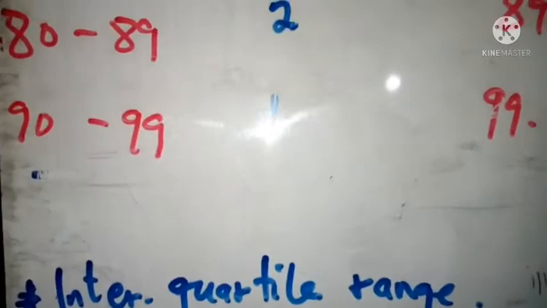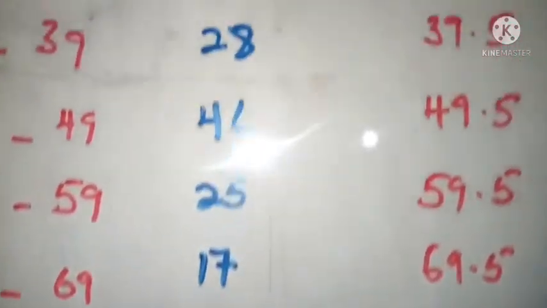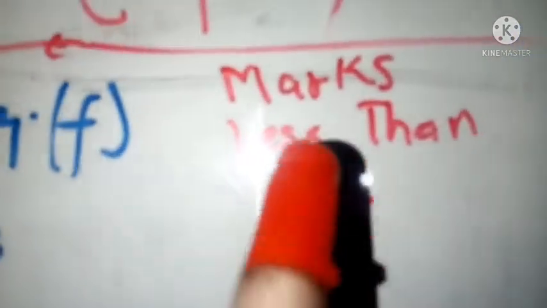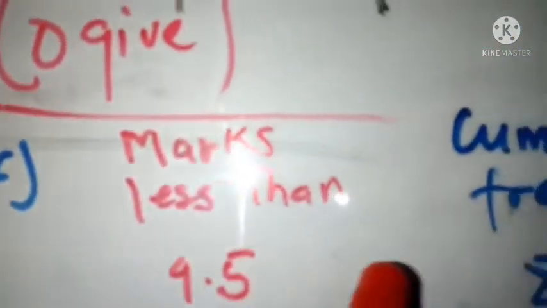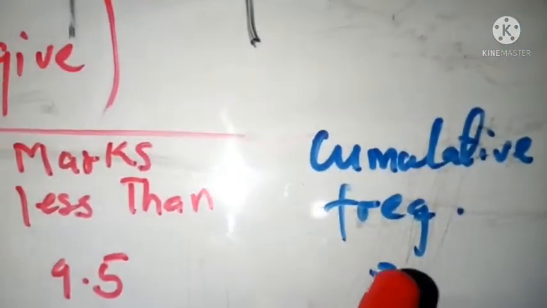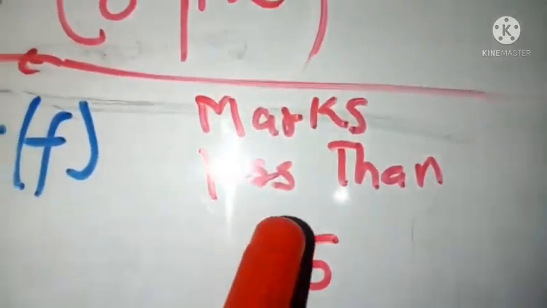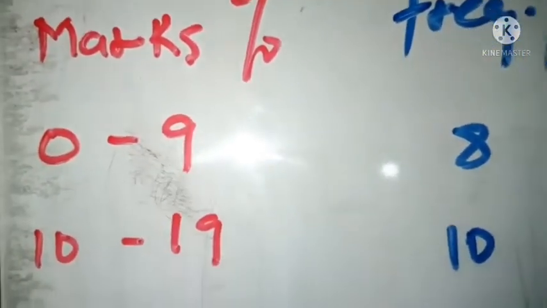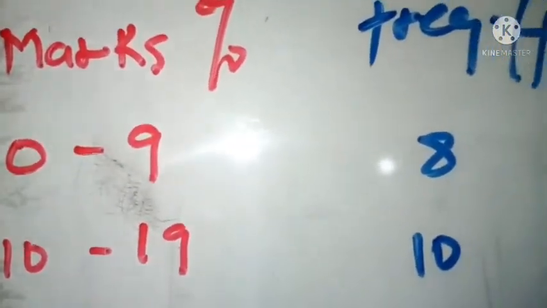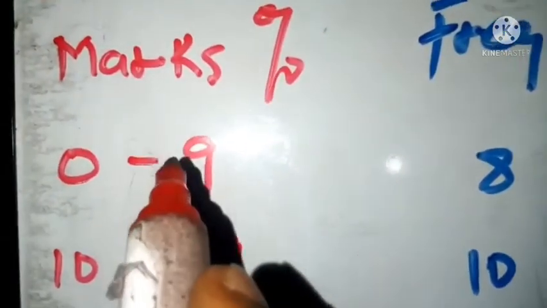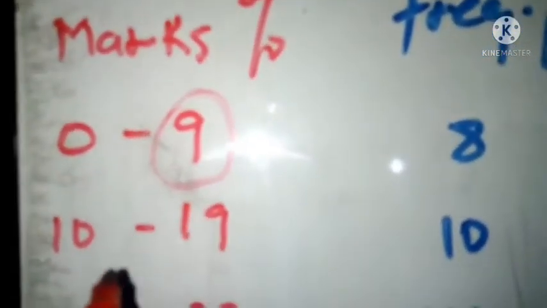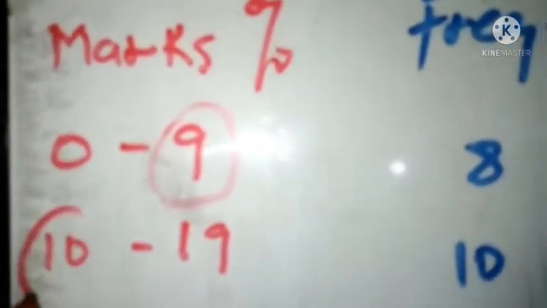Now how do you get the marks less than? Because we know that for us to draw the cumulative curve, you need marks less than and the cumulative frequency. So let's talk about marks less than. For you to get this, you have to come to the intervals being given to you. Look at this guy here, the last number in the first class. It is 9, right? So the immediate grouping number here is 10.